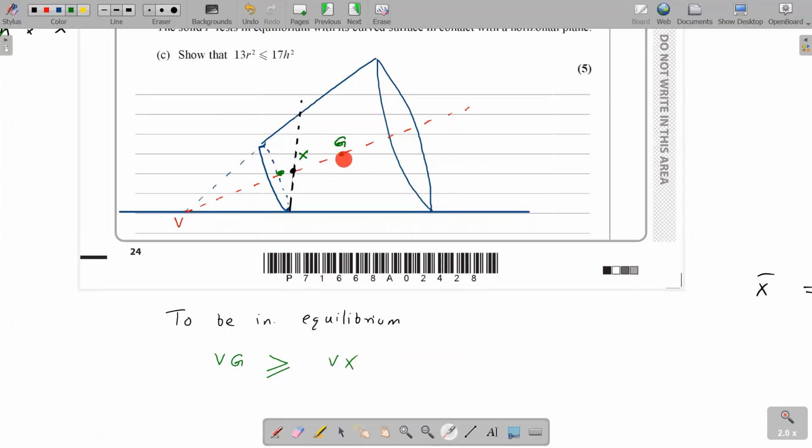It needs to be greater. The V to G distance should be greater than or equal to VX. It can even be on top of X, but VG should be greater than or equal to VX, so that the weight and normal reaction can act on the same line over here. So this is the requirement to be in equilibrium, and if you can now successfully find the VG and VX distances, you should be able to get this, show that. Okay, how do I get these distances?